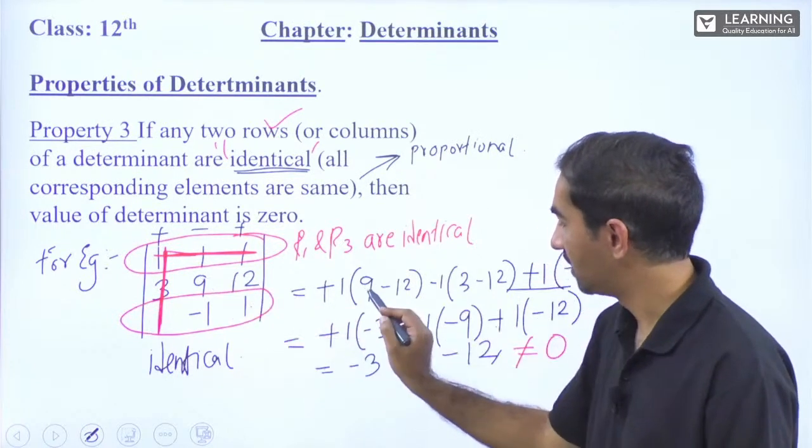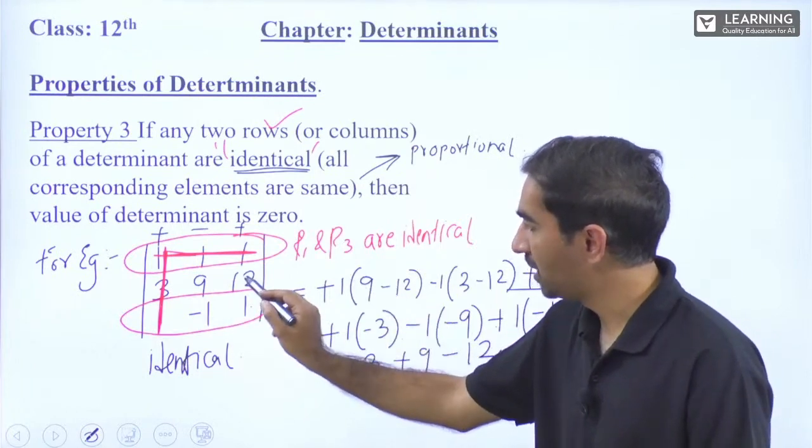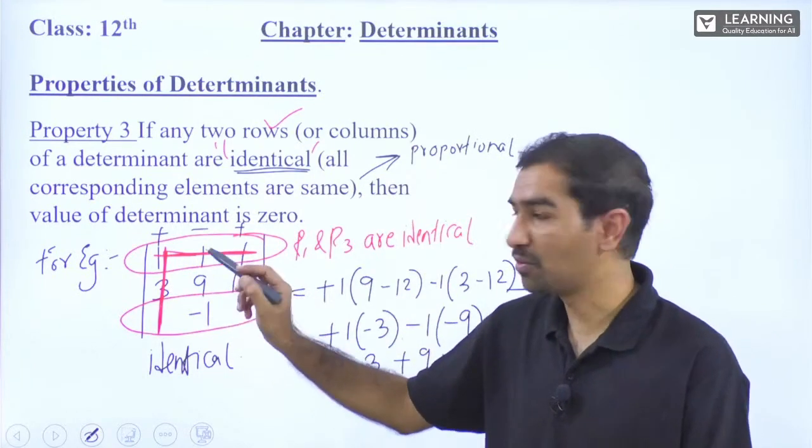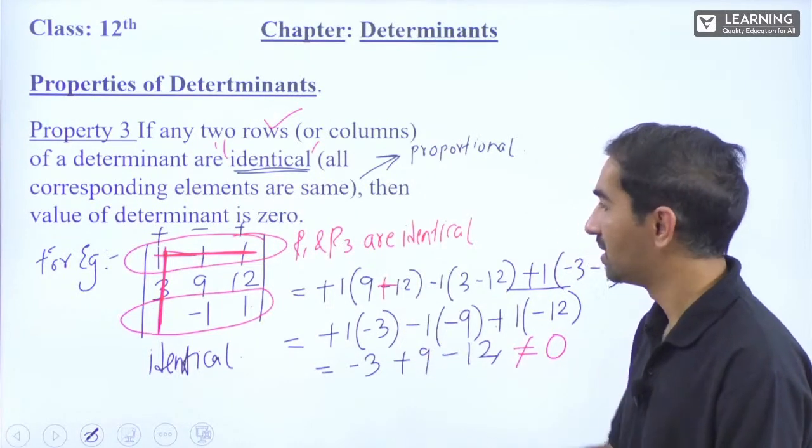1 into 9 is 9. The default sign is minus. Minus 1 into 12 will become how much? Minus 12. So minus into minus will actually become plus. So this is plus here.